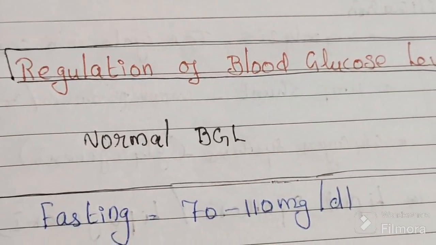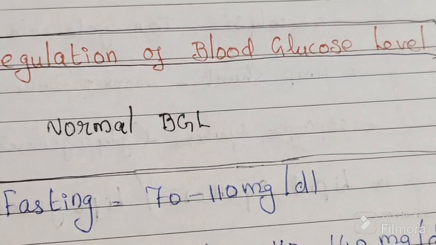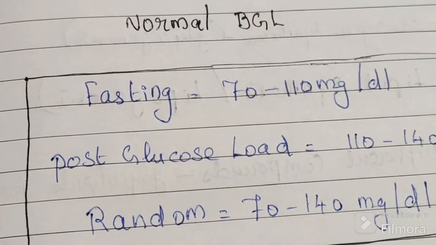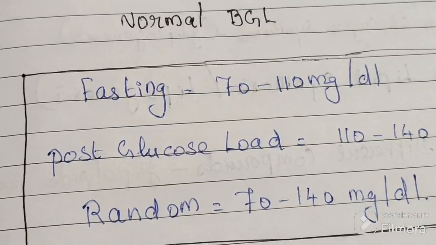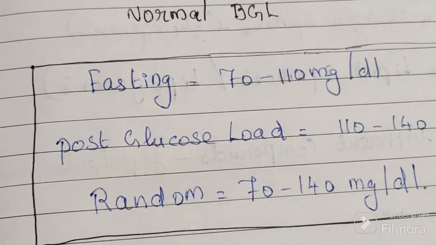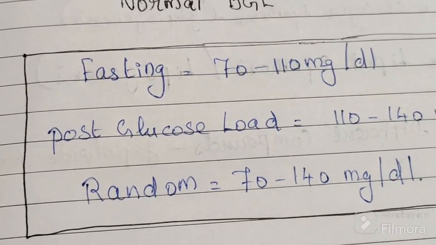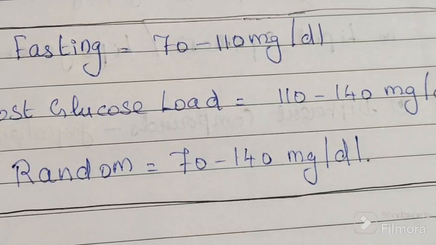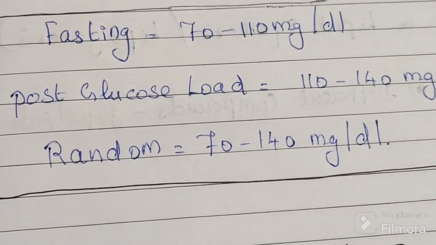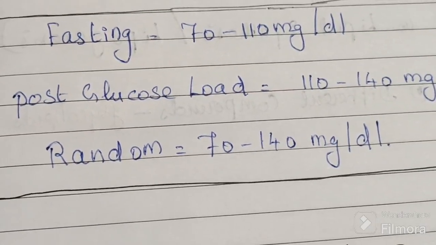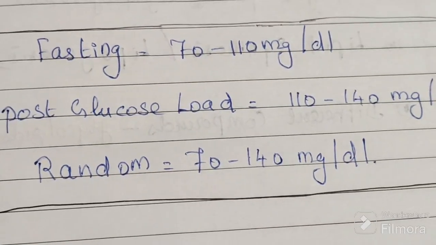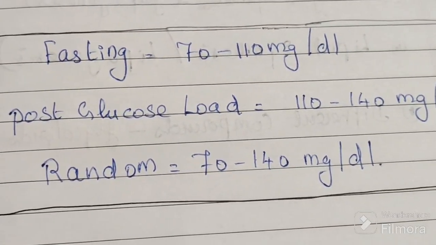Today's topic of discussion is regulation of blood glucose level. The normal blood glucose level is 70 to 110 mg per deciliter. It is fasting, overnight fasting, 8 hours interval. Then post glucose load, it is 110 to 140 mg per deciliter, after 2 hours of 75 gram of glucose. Then random, it's 70 to 140 mg per deciliter.